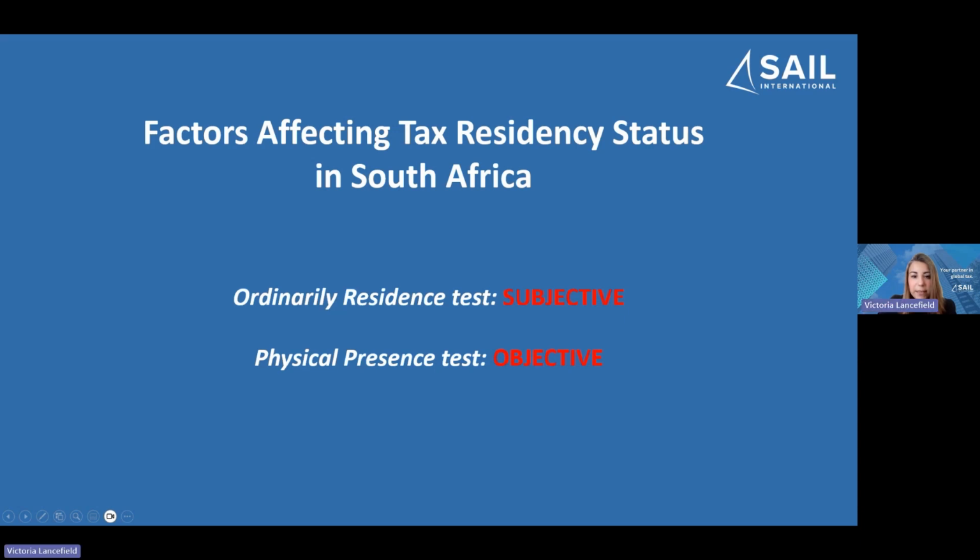Let's talk about the factors that affect tax residency status in South Africa.